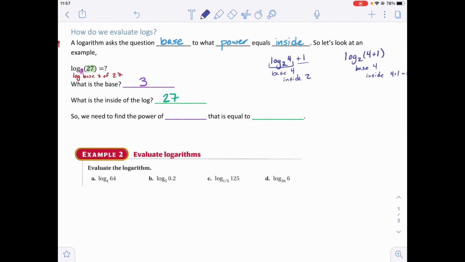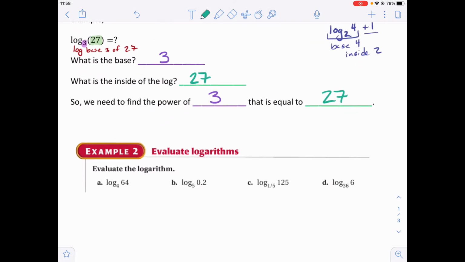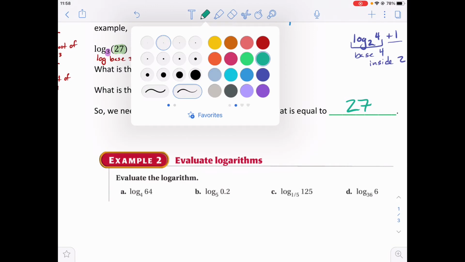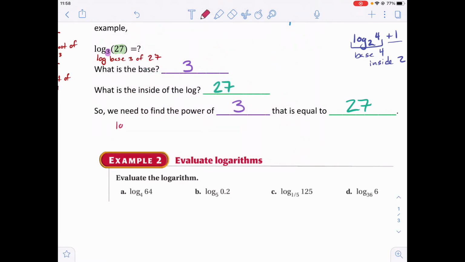So if we want to know log base 3 of 27, what does that equal? What we're asking is, what is the power of 3 that is equal to 27? One way to write this that I kind of like is using this little question mark. So if we have log base 3 of 27, that's when we want to evaluate. Okay, so 3 to what power is 27? Well, let's say I didn't know.